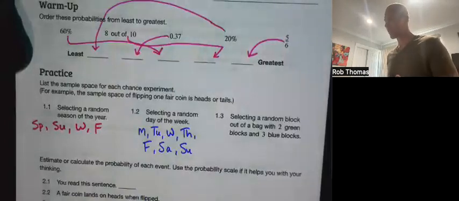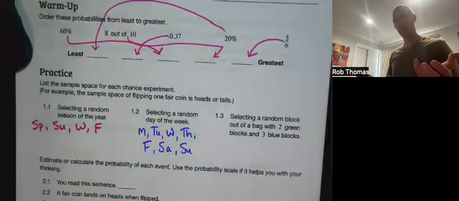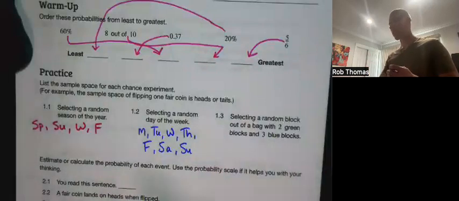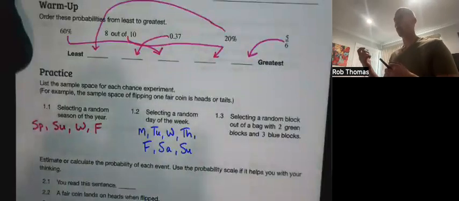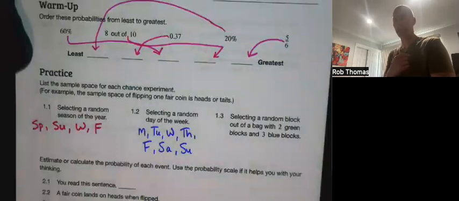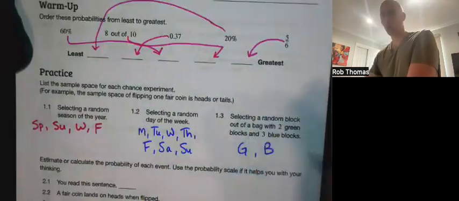All right, and the last one, selecting a random block out of a bag with 2 green and 3 blue. Okay, it says you're only selecting 1 random block though. So the only two outcomes you could get is either a green or a blue. Like you don't have to think about this one any further because it's only one block. So you don't have to think about combinations, or that there's a better chance of getting a blue than a green because there's more blue. All those things are true, but your sample space, the possible outcomes, is just a green or a blue.